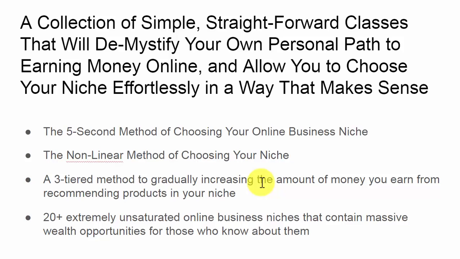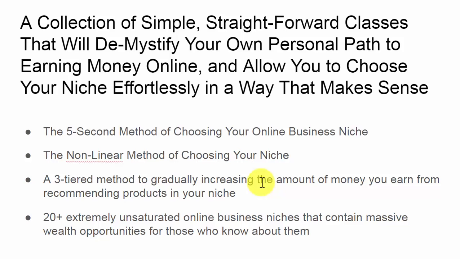So I show you a 5-second method to choosing your online business niche. I'm showing you a nonlinear method to choosing your niche as well. And I'm giving you a 3-tiered method to gradually increase the money you earn from recommending products. I'm giving you 3 tiers of types of products to recommend, so you determine the level of aggressiveness you want to go for in your online business.